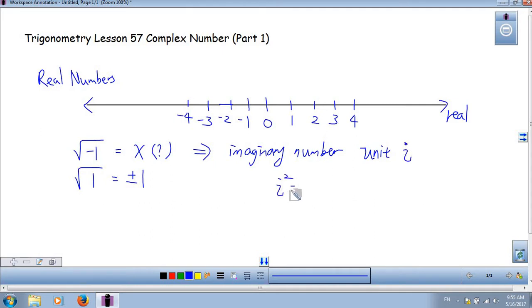I squared is equal to -1. So this gives us the solution to the problem that we ran into, which is that we need a number whose square is a negative number. So I squared is equal to -1. By definition, I itself becomes the square root of -1. Those are the basic definitions of an imaginary unit I.